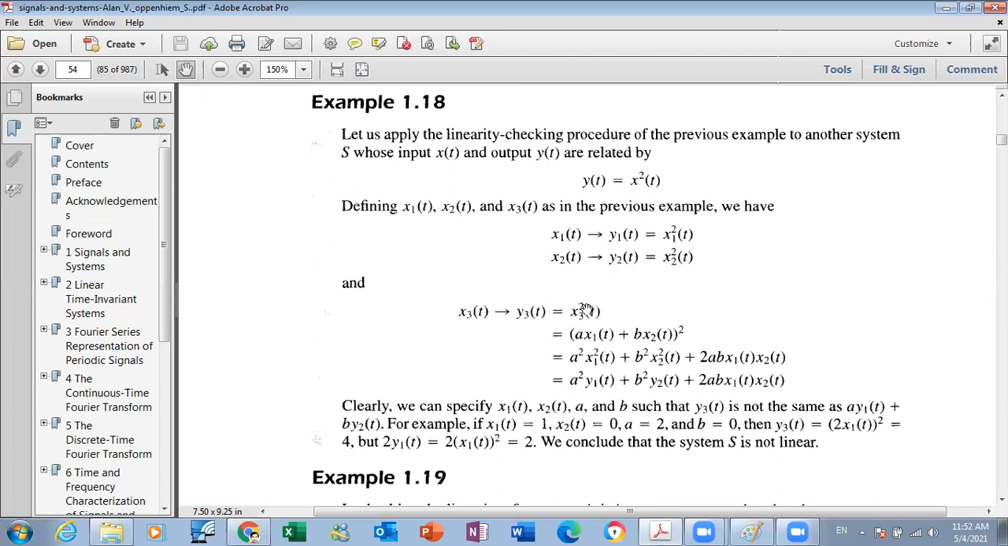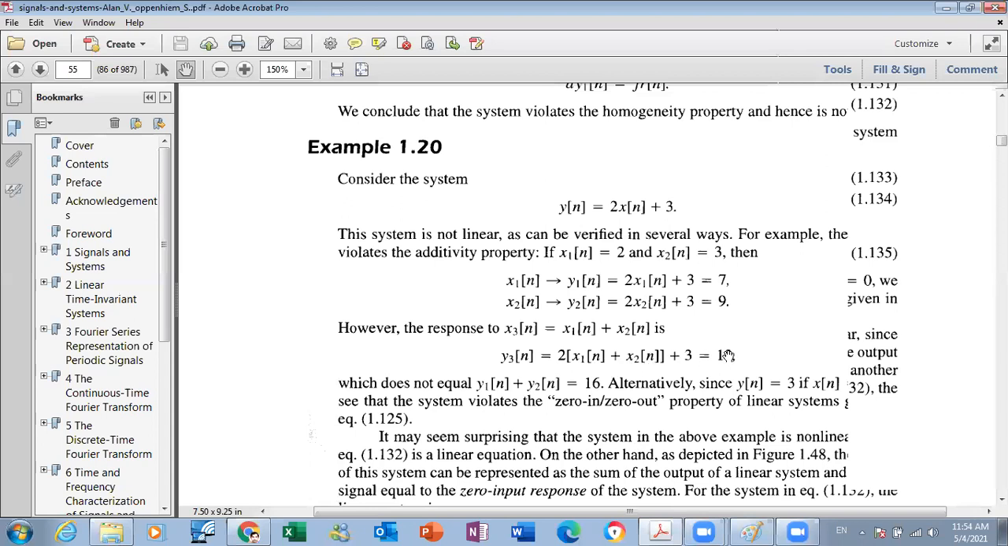And y2(t) equals x2 square(t), right? Take x3(t) as a linear combination of x1 plus b x2(t). So this is a x1(t) plus b x2(t) whole square. Now this will be a square x1 square(t) plus b square x2 square(t) plus 2ab x1(t) x2(t). You studied this formula in elementary mathematics, in 7th, 8th class mathematics. So using this formula, write x1 square(t) and x2 square(t).